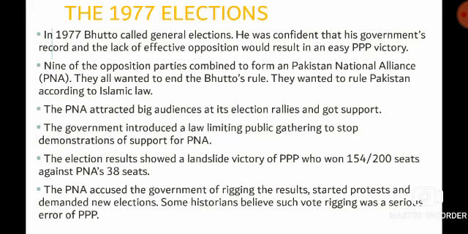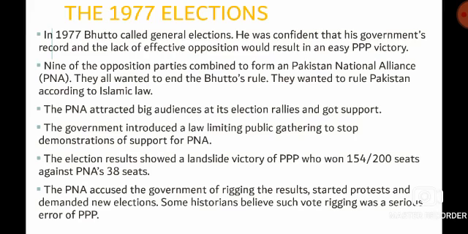There were two issues behind the unity of the opposition political parties. First, they all wanted to end the rule of Bhutto and People's Party, and they were united in their desire to rule Pakistan according to the Islamic laws. The Pakistan National Alliance began to attract big audiences at its election rallies and was clearly gaining support. The government introduced a law limiting public gatherings to just five people, and this was to stop public demonstrations of support for the Pakistan National Alliance.